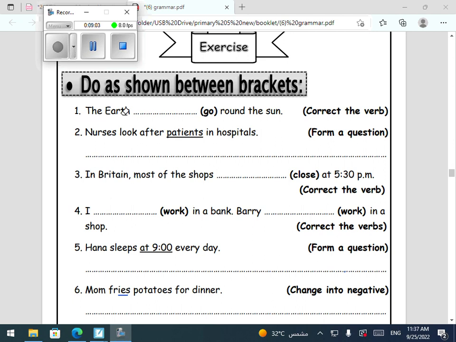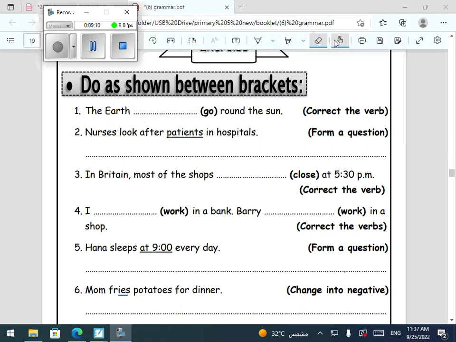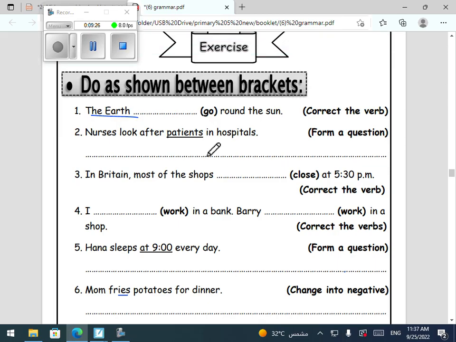Number one, the Earth go round the sun. So the Earth, it is what? Singular or plural? Singular. Okay, so I'm gonna add S, ES, IES. It's a fact, by the way. Okay, so I'm gonna use the present simple. So the Earth goes round the sun. What shall I add, S or ES? Excellent, because the verb ends with O, so I'm gonna add ES. So the Earth goes round the sun.